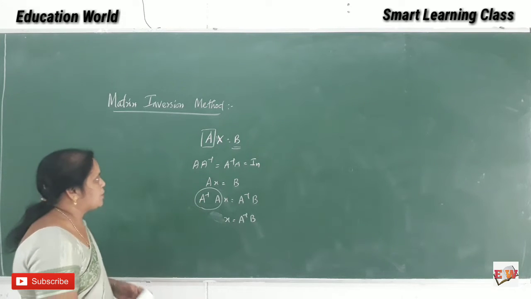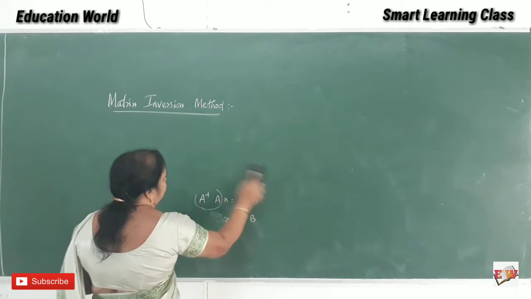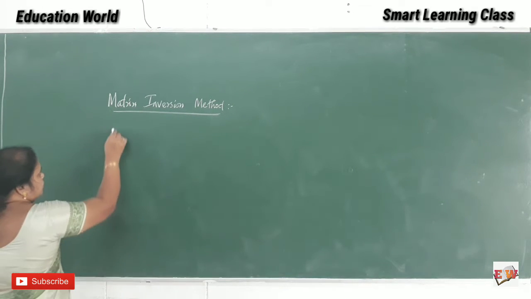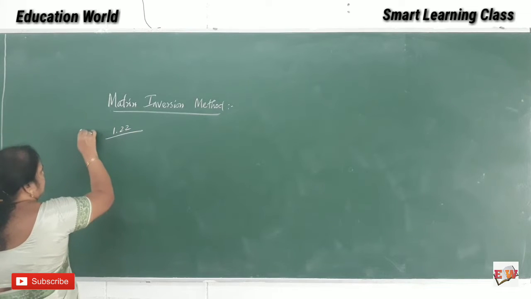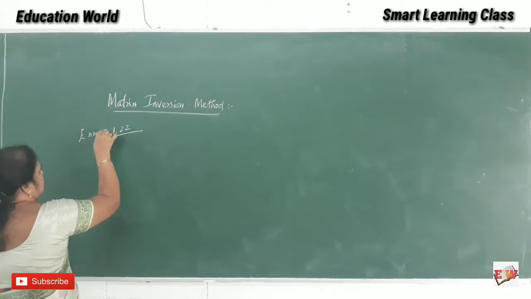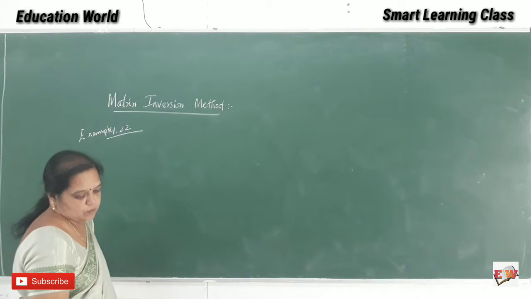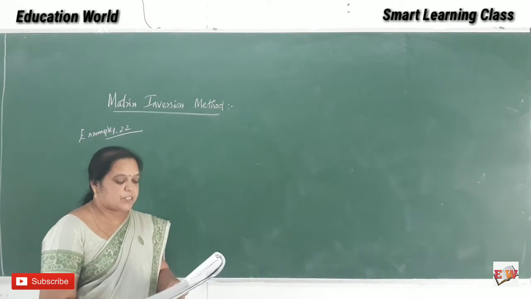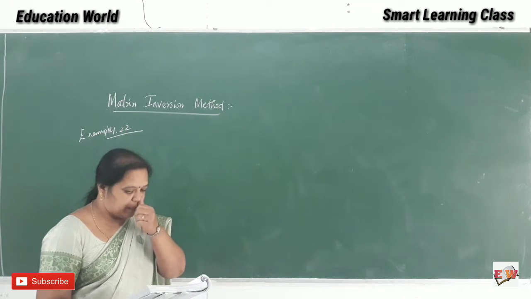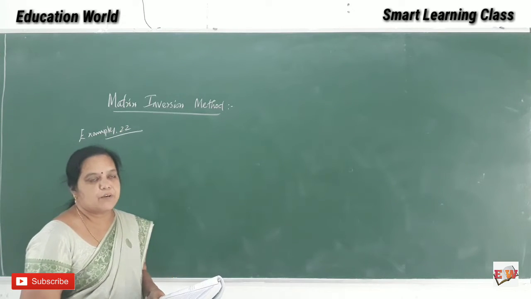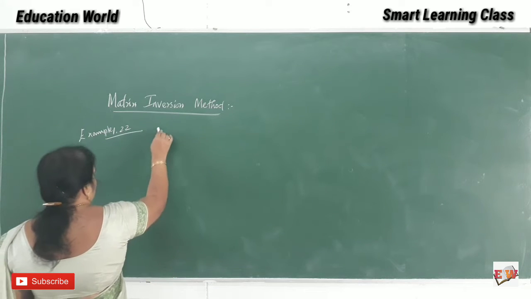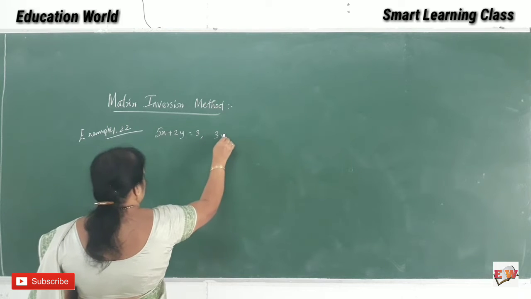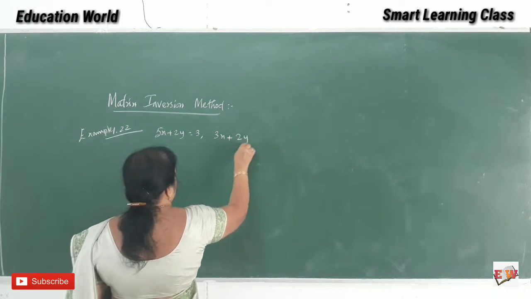Okay, now we are going to see example 1.22. They have given linear equations. Solve the following system of linear equations using the matrix inversion method: 5x plus 2y is equal to 3, and 3x plus 2y is equal to 5.